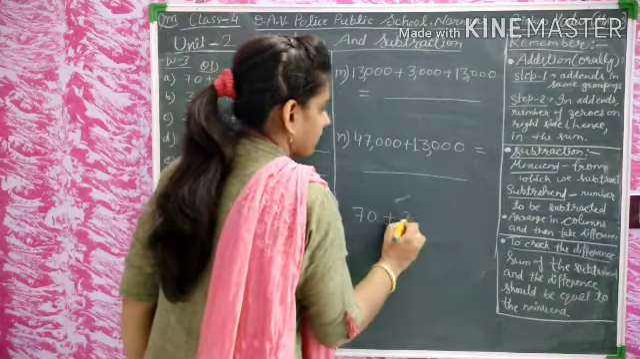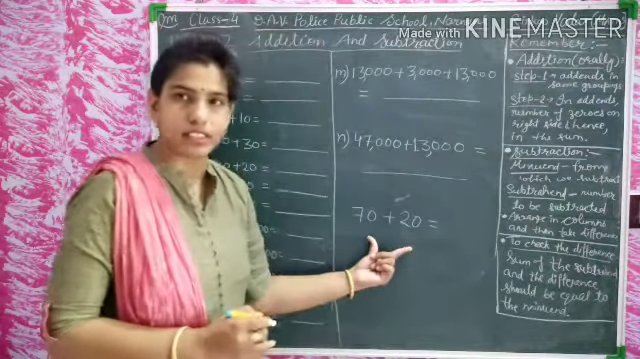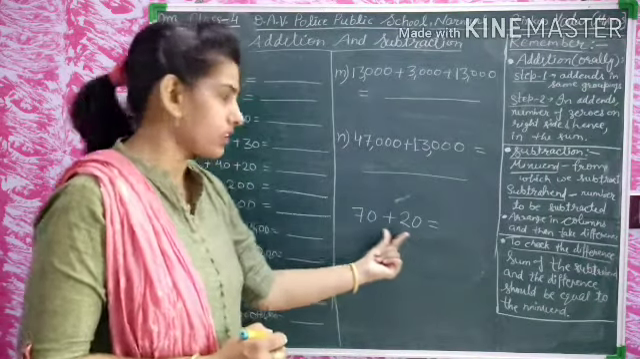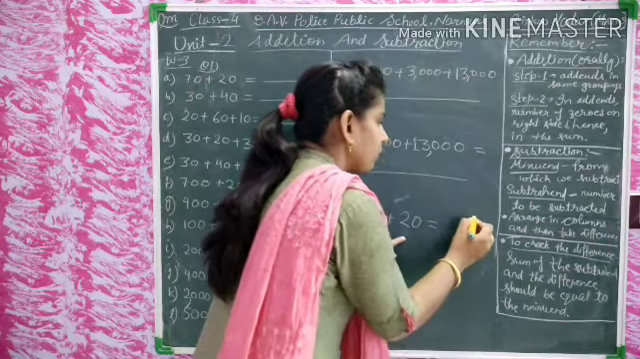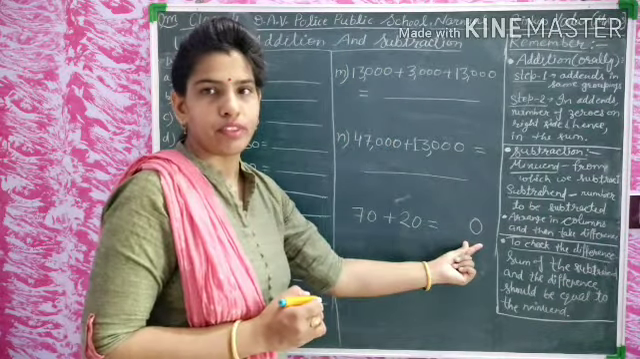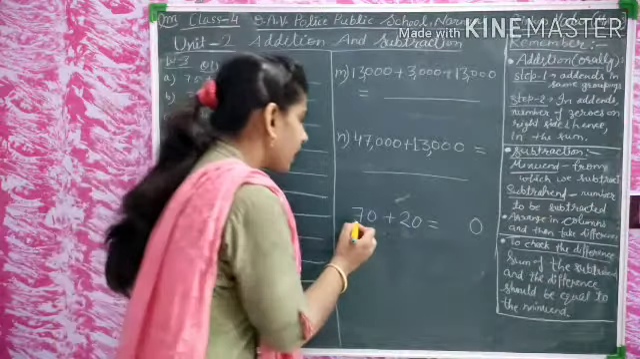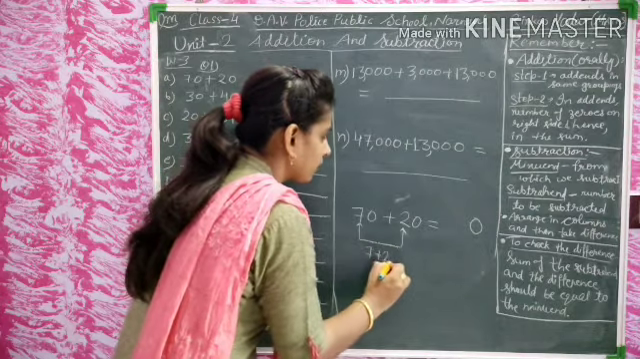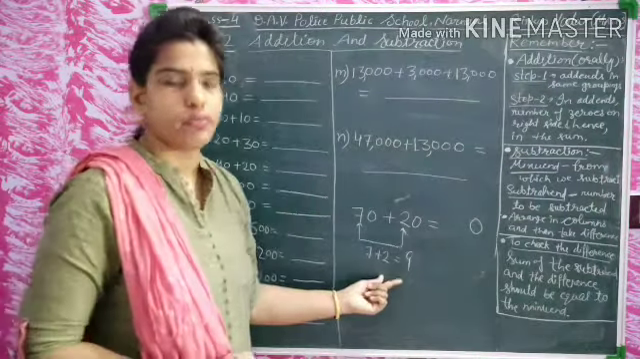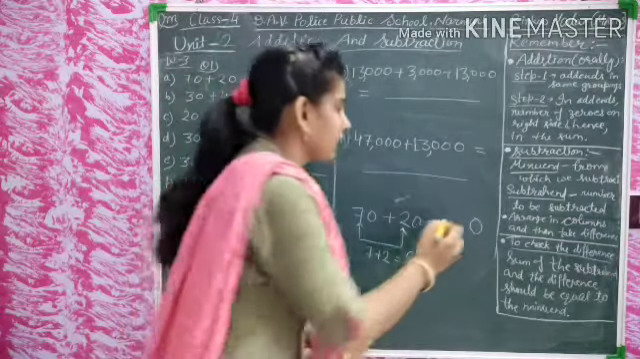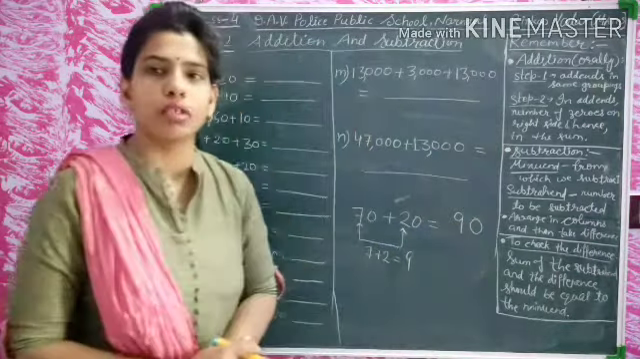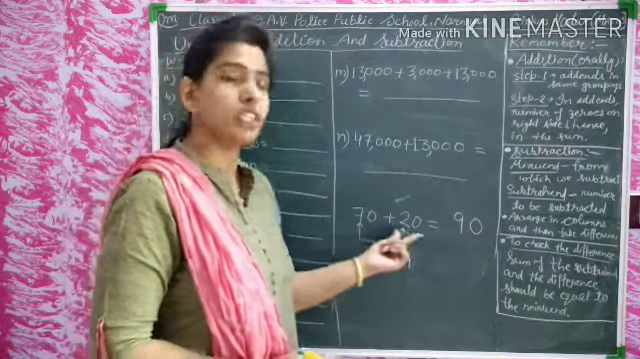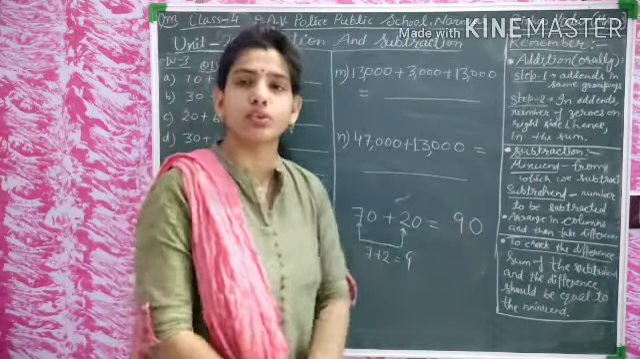70 plus 20. We want to add these numbers. There are two addends, with 1 zero on the right side of both numbers. So we put 1 zero on the right side of the sum. Is it clear, students? Now we add only the two numbers, 7 plus 2, and that equals 9. It means the number becomes 90 here. 70 plus 20 equals 90.